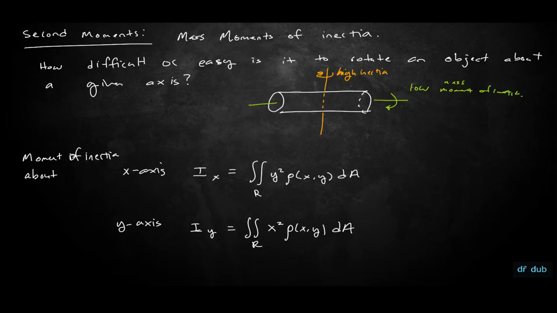So for that cylinder, we could see there's a lot of mass distributed around the y-axis. In the x direction, there's mass farther and farther away from the y-axis, so that's a higher moment of inertia. Whereas for the x-axis, the mass is nice and concentrated close to the x-axis. So the closer you are to the axis, the easier it's going to be to rotate that thing around that axis.